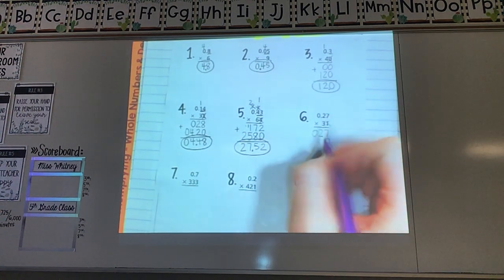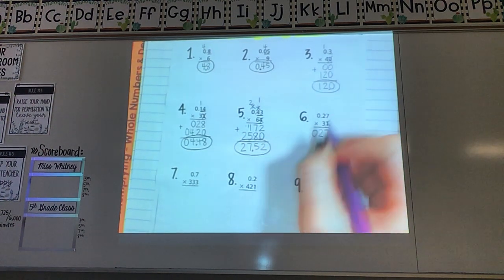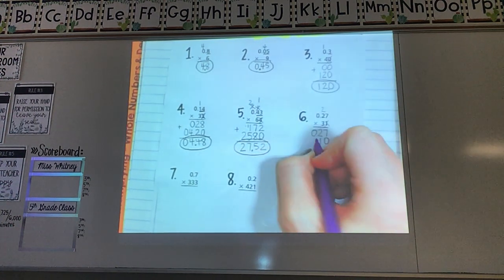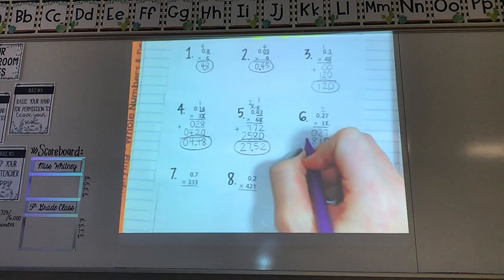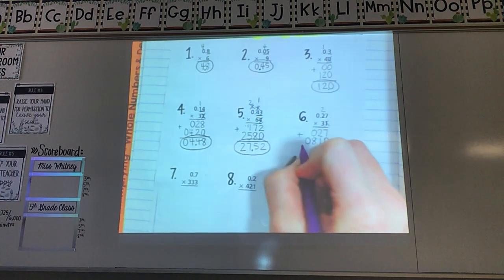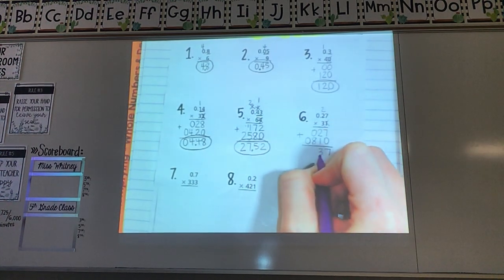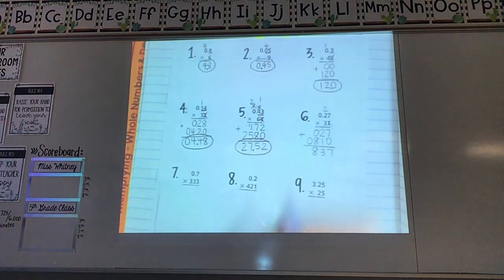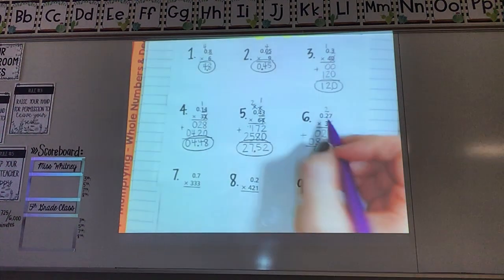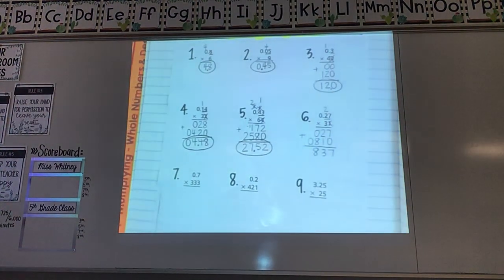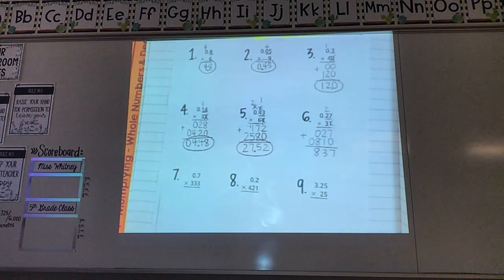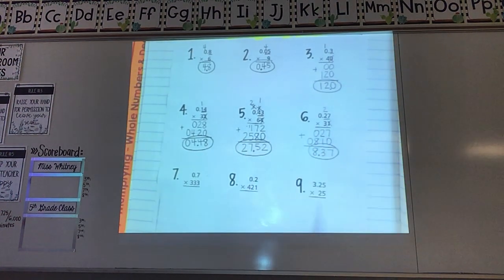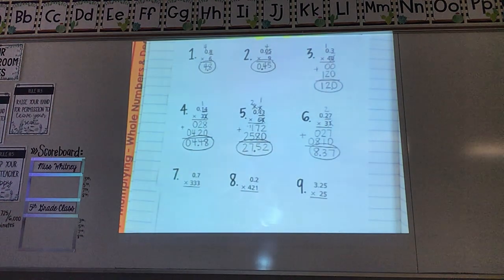3 times 7 is 21, so put my 1, carry my 2. 3 times 2 is 6, plus 2 more is 8. 3 times 0 is 0. Add them up. 7, 3, 8. Remember that 0 up front I could leave off, so I'm going to leave it off this time. Looking up at my problem, I have 2 numbers behind the decimal, so where does my decimal point need to go in my answer? Right here, so that there are 2 numbers behind, 8.37. If you had a 0 up there, it's okay, it's the same thing.